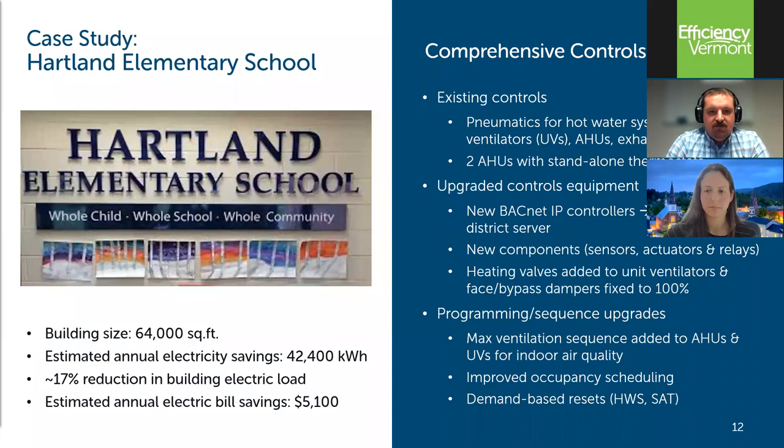Thank you, Alex. So for Hartland Elementary School, we had an existing pneumatic system with about 30 unit ventilators, 3 air handling units, the hot water system, and then miscellaneous zones like baseboard radiation, cabinet unit heaters, and exhaust fans. For this project, we ripped all of the pneumatics out and replaced everything with new BACnet IP controllers. The school district had an existing building automation system that we were able to bring everything into. And being that it was BACnet IP devices on site, we didn't need any supervisory controllers or gateway devices.